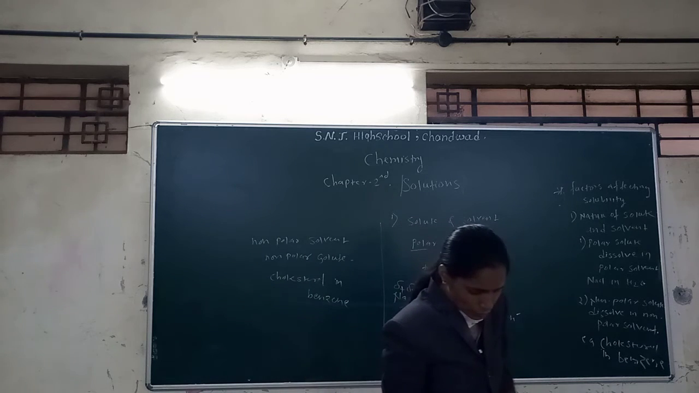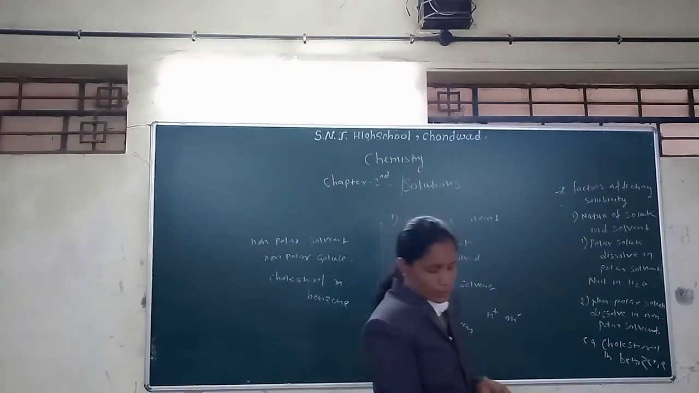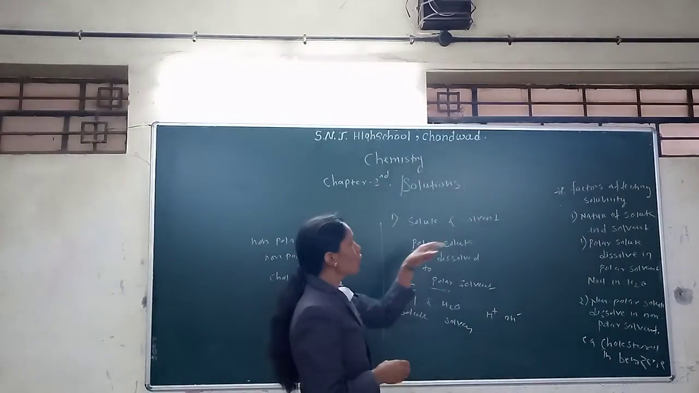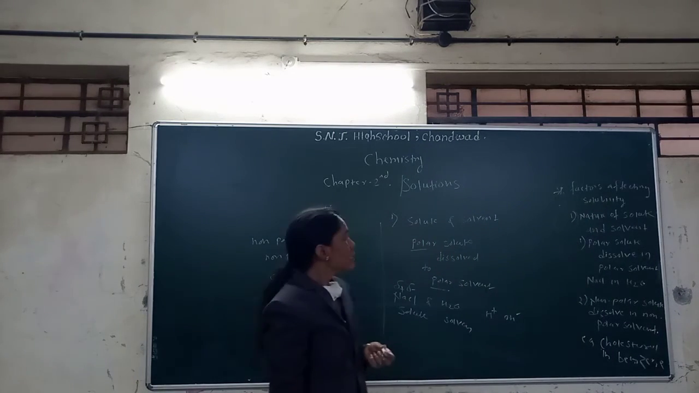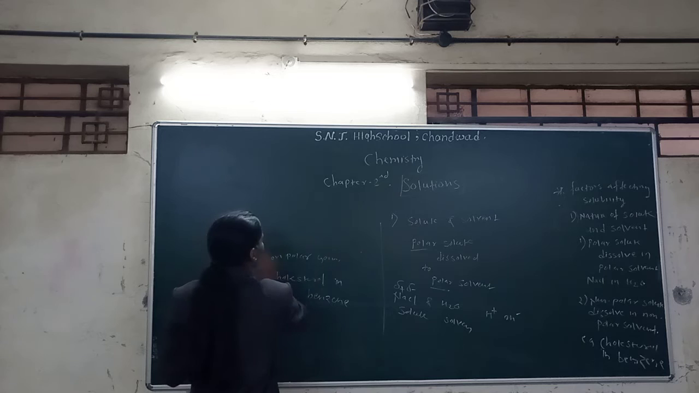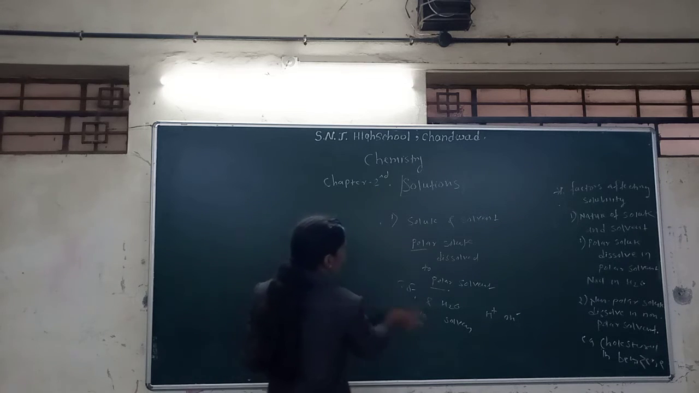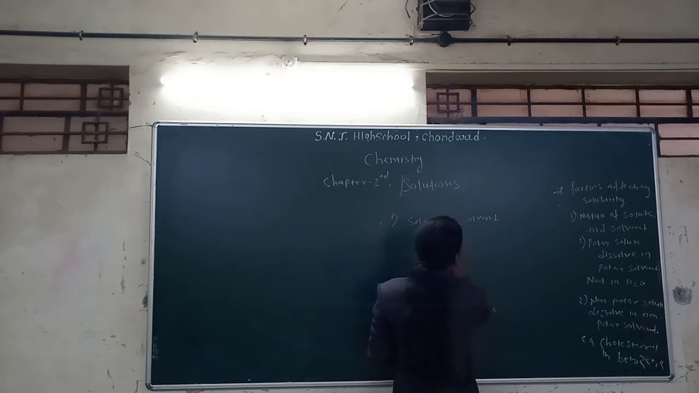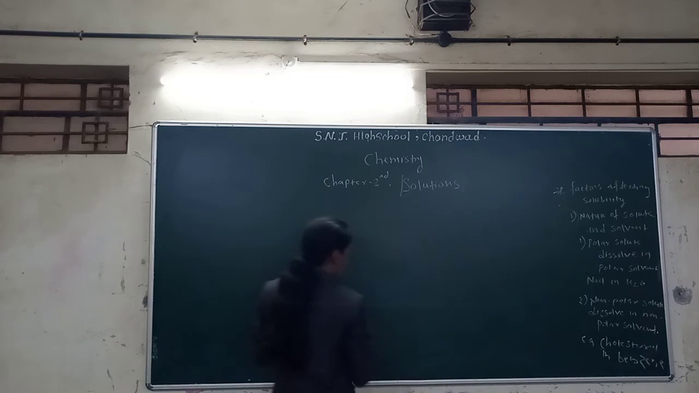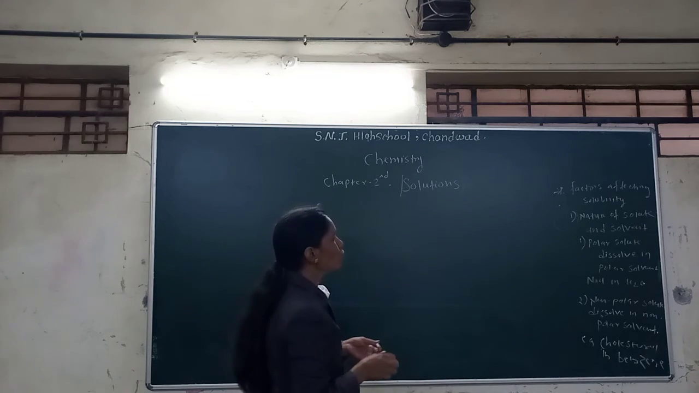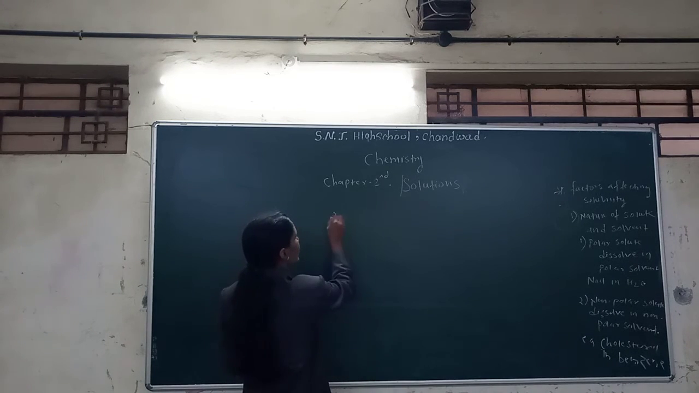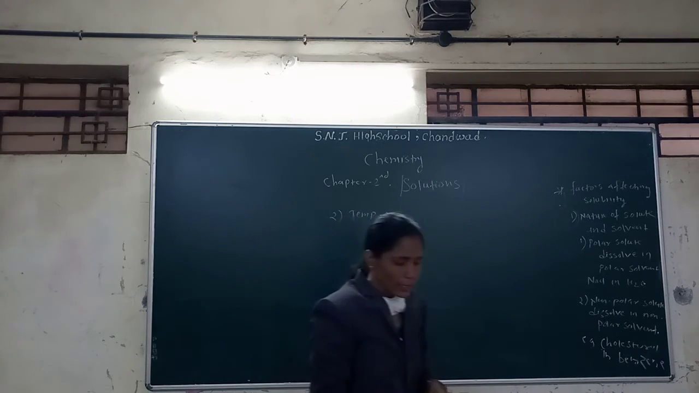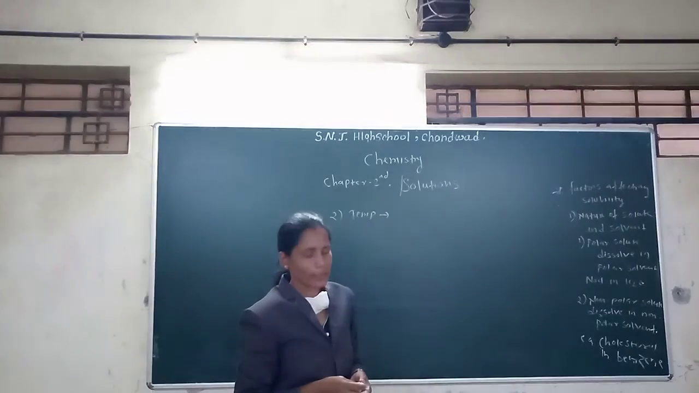Then the next point of factors affecting solubility. The first type is the nature of solute and solvent. The second type of factor affecting solubility is temperature. Temperature also affects the dissolution or the solubility of solute in the solvent. So the second is the effect of temperature on solubility.